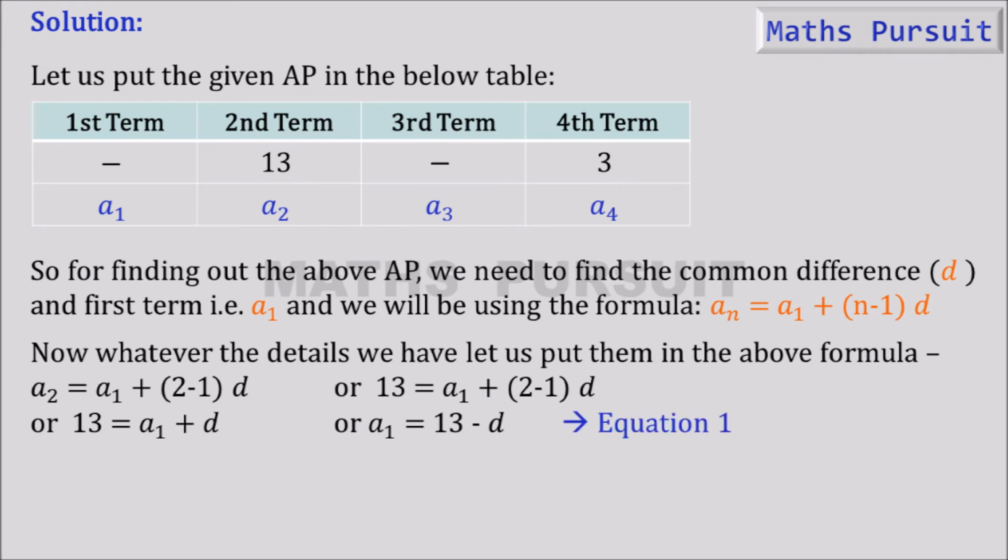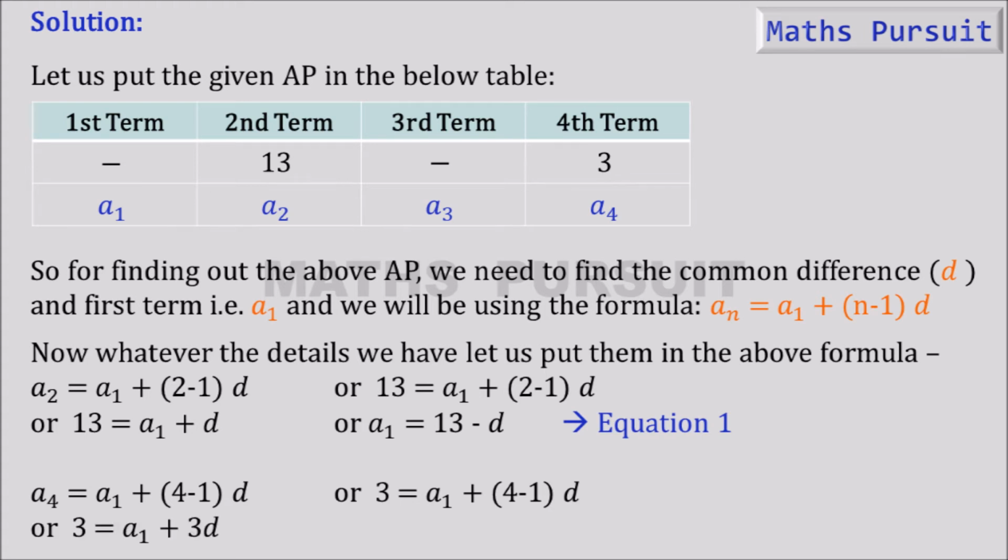Similarly, we have all the details for fourth term, so we are putting these details in the above formula. We get A4 is equal to A1 plus (4 minus 1) into D, or 3 is equal to A1 plus (4 minus 1) into D. So here A4 is 3, so replacing A4 with 3, and A1 we don't know, and here N is 4 because this is fourth term. Now solving this equation, we get 3 is equal to A1 plus 3D, or A1 is equal to 3 minus 3D. Let us name this one as equation 2.